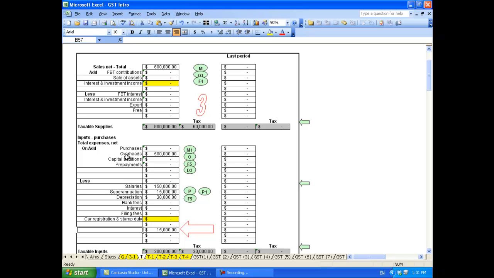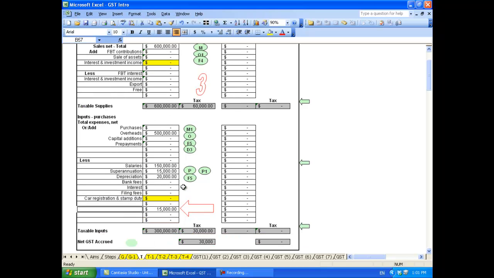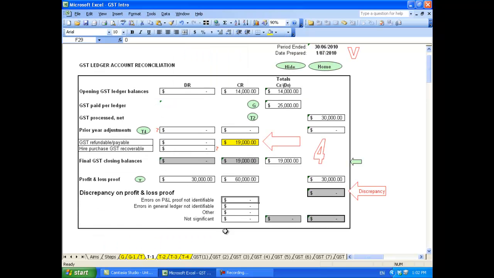For the input side, all expenditures will be listed here, and then those items which do not contain GST are listed here. When you net the two figures off, the tax collected and the tax paid on inputs, you achieve a figure that we're calling net GST, accrued or processed. The fourth step is then to compare the net GST processed figure, which you worked out on Schedule T and appears here on Schedule T1, with what the net GST processed was per the ledger.